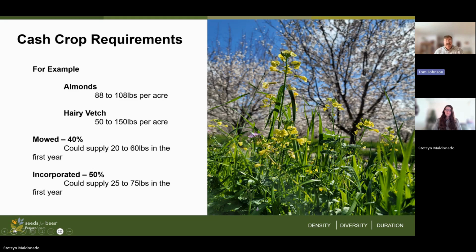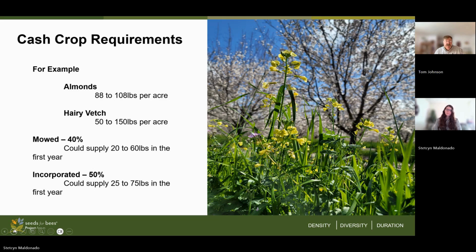So again, we're going to mow it. Okay, so we're going to have 40%. So we're going to get somewhere between 20 and 60 pounds that first year. There'll be a little more that shows up over time, but we're not replacing what's applied for fertility. If we incorporate it, yeah, we're going to get a little bit more. We're going to get that 10% jump in what would be in the soil and the trees could get to this year.